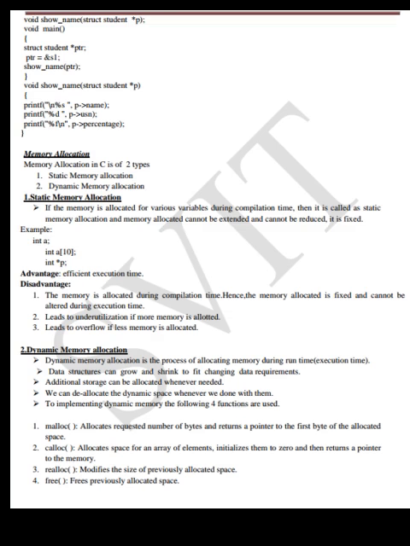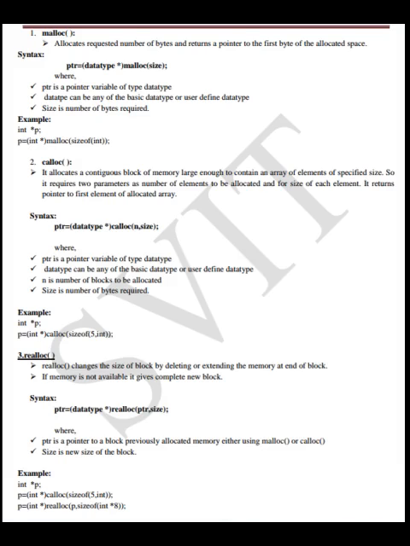To implement dynamic memory, the following four functions are used. First is malloc. Allocates requested number of bytes and returns a pointer to the first byte of the allocated space. Calloc. Allocates space for an array of elements, initializes them to 0 and then returns a pointer to the memory. Realloc modifies the size of previously allocated space.